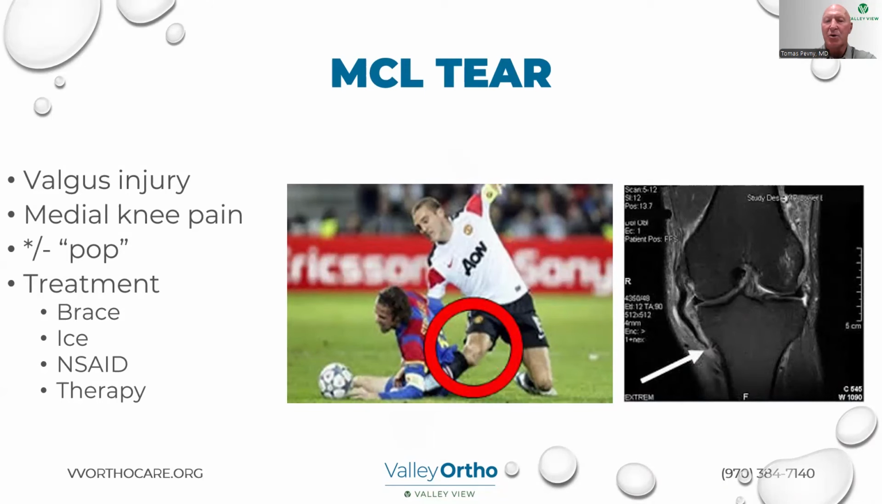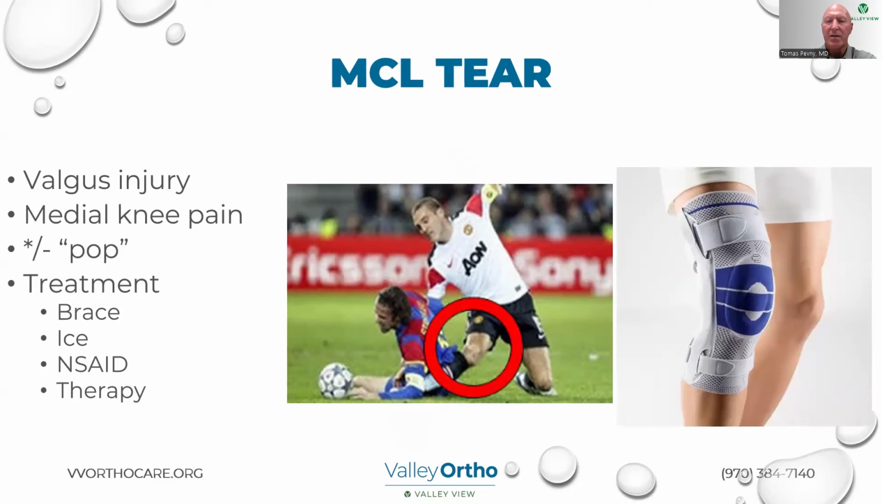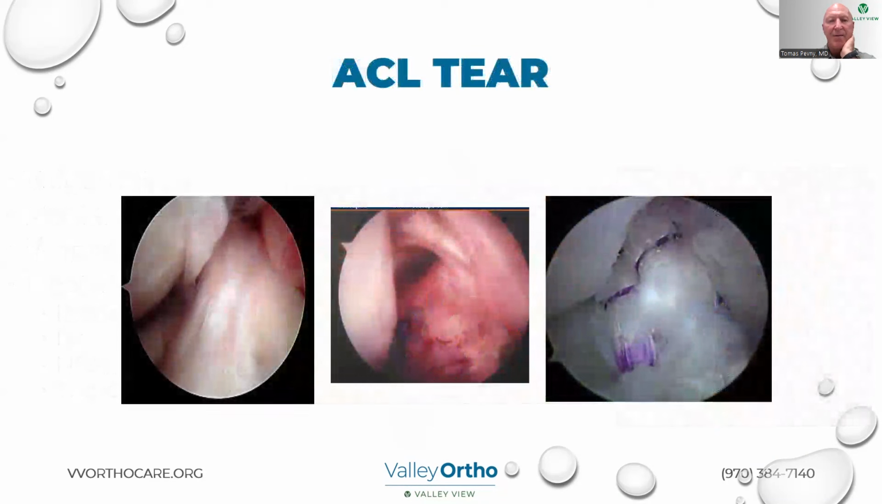And this is an MRI showing this black structure is the MCL and an MCL tear. But most of these can be treated with a brace, physical therapy, ice, anti-inflammatories, and a little bit of rest. They do take about 6 or 8 weeks to heal. And sometimes adding biologics like PRP, especially if you're a competitive athlete and you need to get out quicker to your sport, the biologics can be helpful.